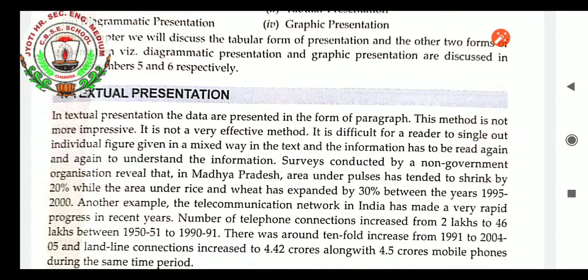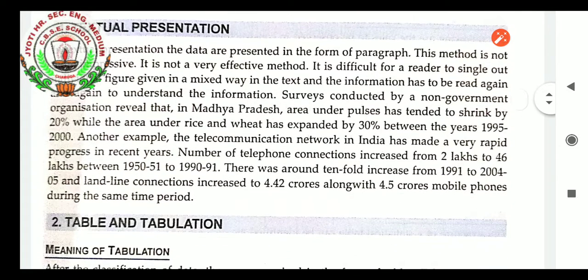Surveys conducted by a non-government organization revealed that in Madhya Pradesh, area under pulses has tended to shrink by 20%, while the area under rice and wheat has expanded by 30% between the years 1995-2000. Another example: the communication network in India has made very rapid progress in recent years. Number of telephone connections increased from 2 lakh to 46 lakh between 1950-51 and 1990-91. So this is the particular thing, students. This way, if the data is presented, it becomes very uninteresting for people to understand.